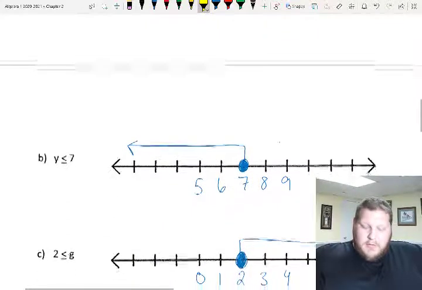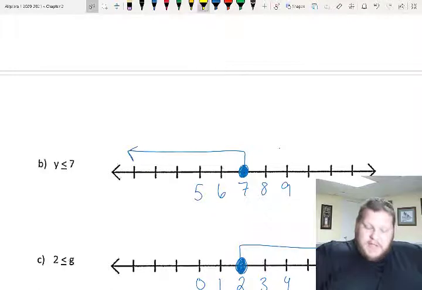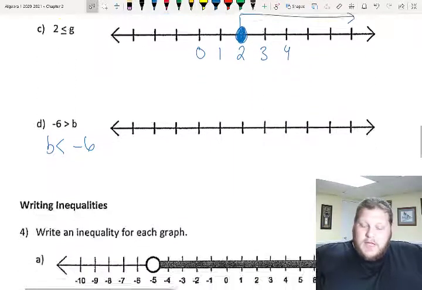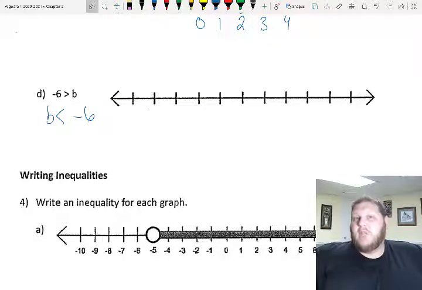In part B, we had y is less than or equal to 7, so you can see this inequality points to the left, and I shaded my graph to the left. So that trick works if you have your variable on the left side of your inequality.